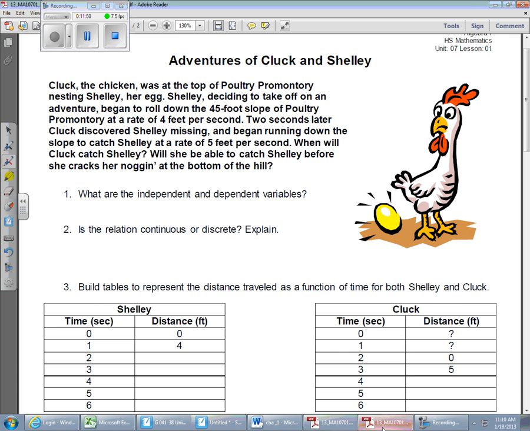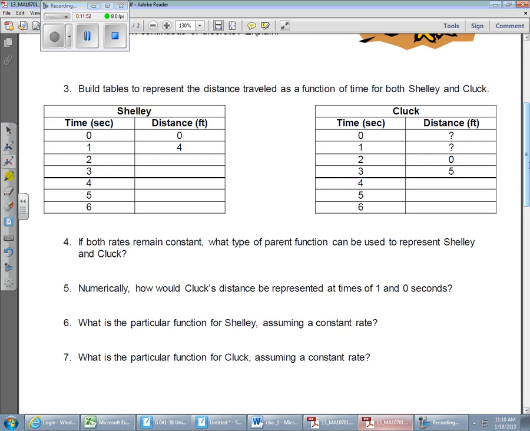Okay. Now, you've got charts. The page tells us to build tables to represent the distance traveled as a function of time for both Shelley and Cluck. The charts have been begun for you, but they are incomplete. So in your groups, take a minute, look and see what's happening with each chart, and fill in the rest of the missing information. Now this should have been pretty much a no-brainer. You ought to be able to look at that chart, establish what's going on in the chart, and fill in the rest of the values.